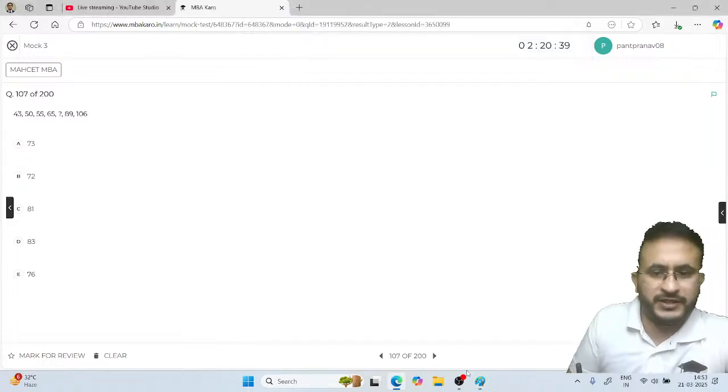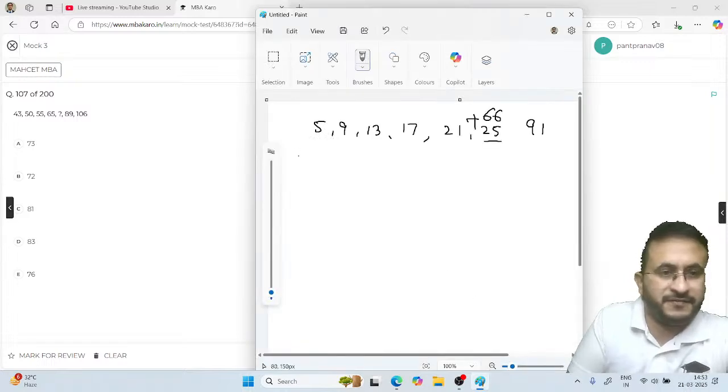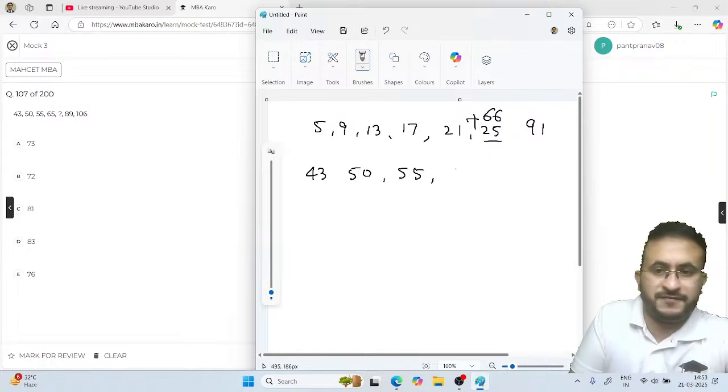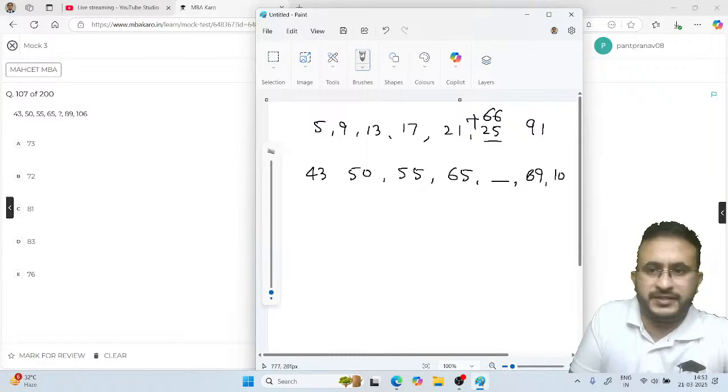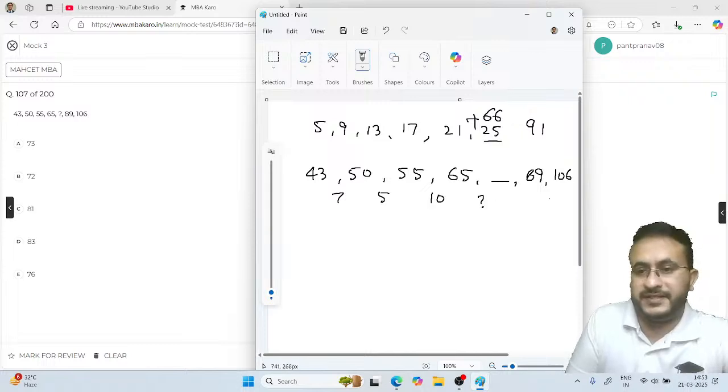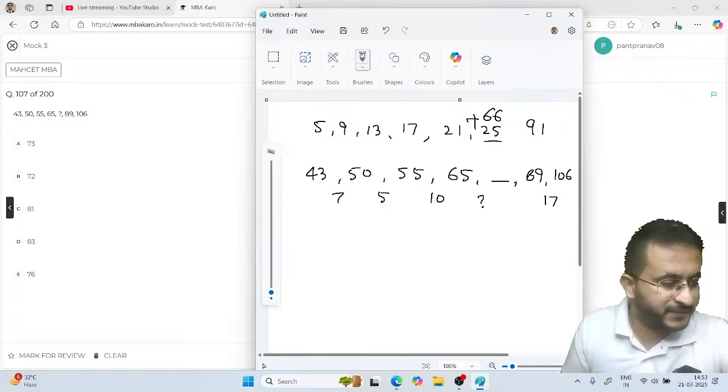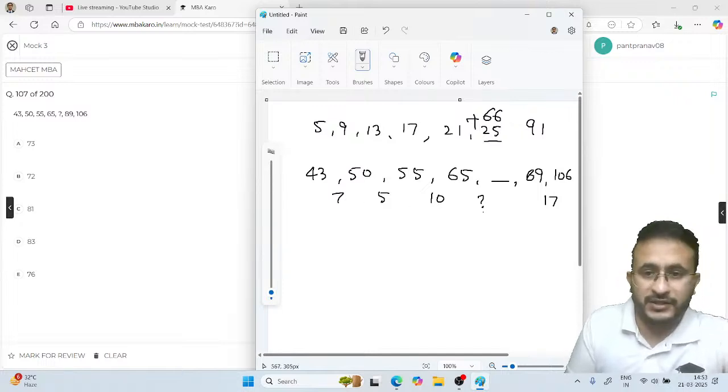Next question, 43, 50, 55, 65, 89. So 43, 50, 55, 65, this number is there, 89 and then 106. Your differences are 7, this is 5, this is 10. So we do not know this difference. And this is 17, right? Now the difference is not something which is increasing.